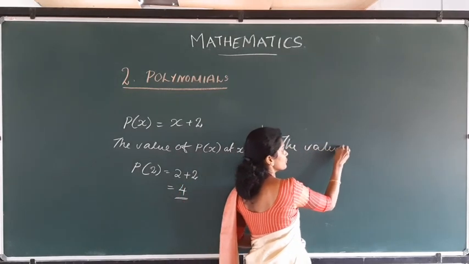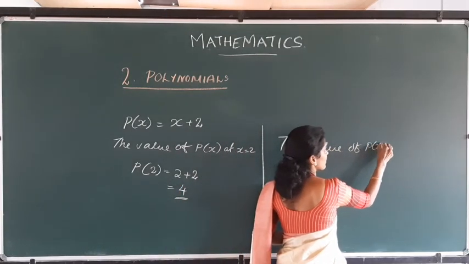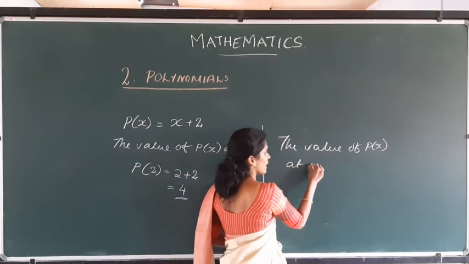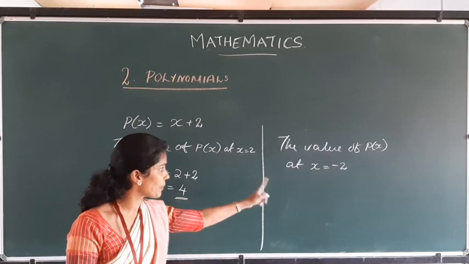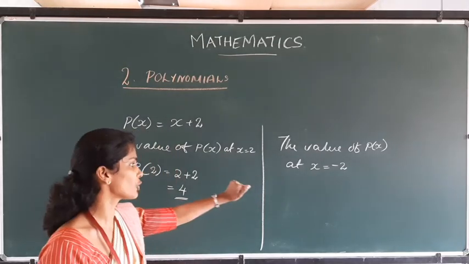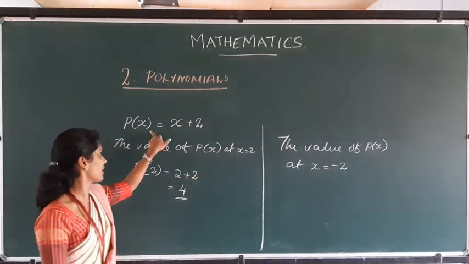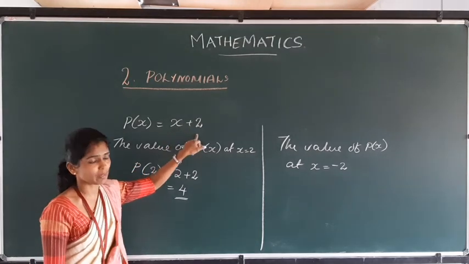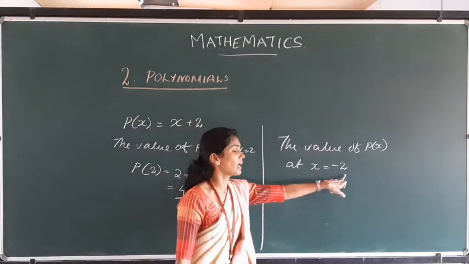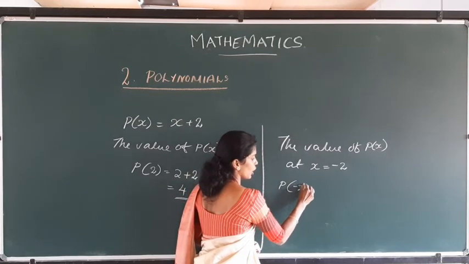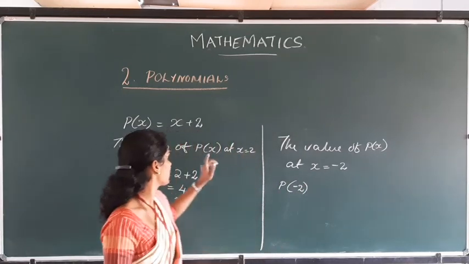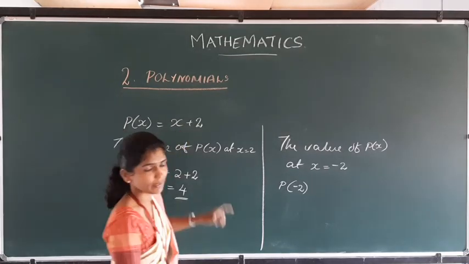The value of p of x at x equal to minus 2. How to find the value of p of x at x equal to minus 2? Our polynomial is p of x equal to x plus 2. We want to find the value at x equal to minus 2. We write that as p of minus 2. In the place of x, we write minus 2.